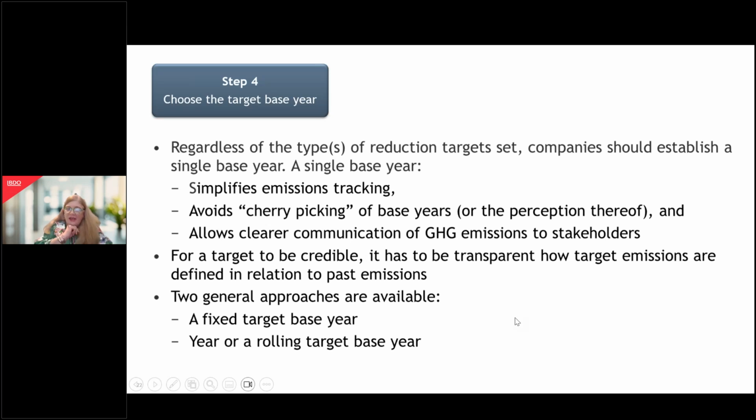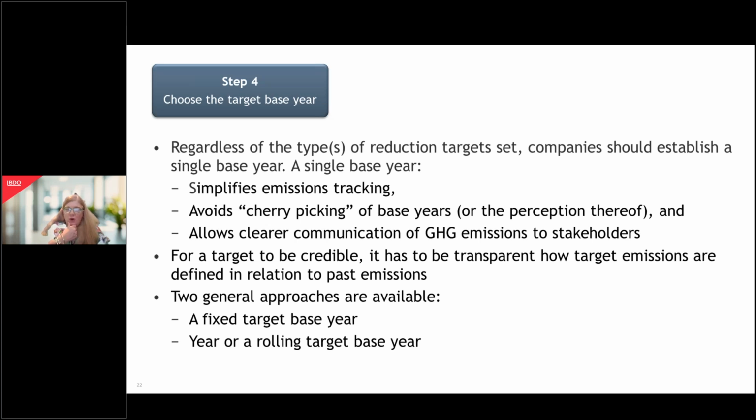Choose the target base year. Again, you could have 2 approaches here. You could have a fixed target base year, or you could have a rolling target base year. Important to consider which one you want to use.